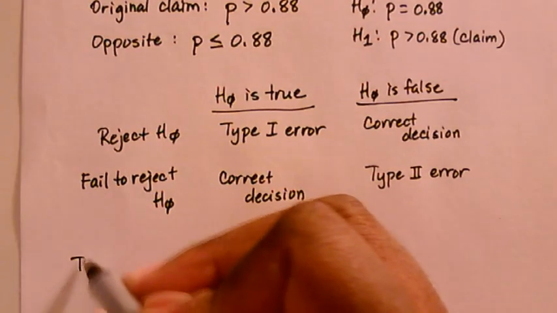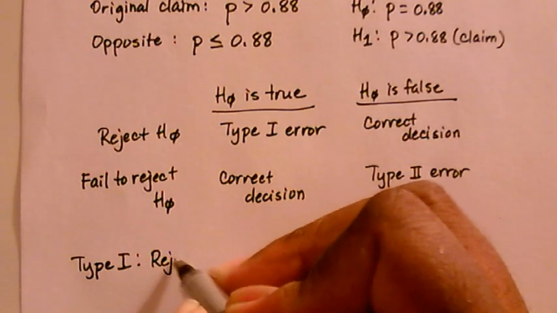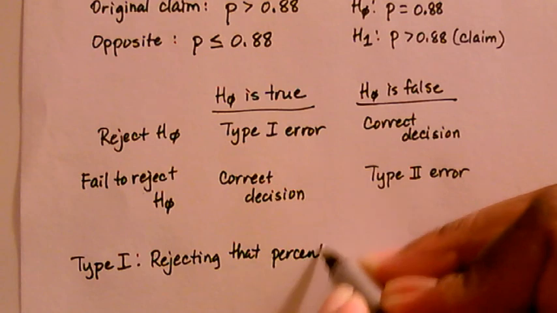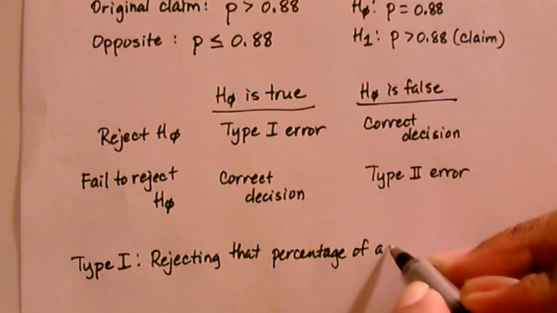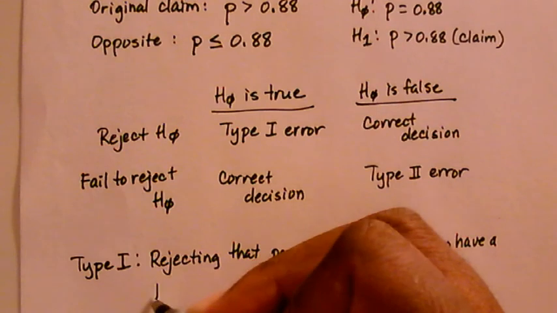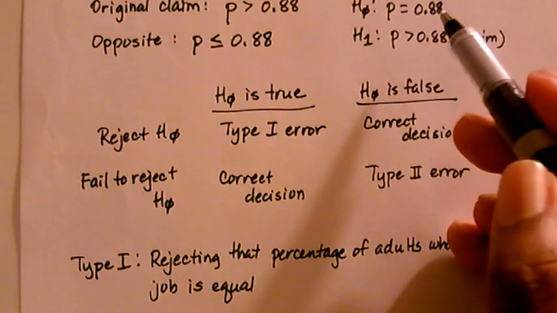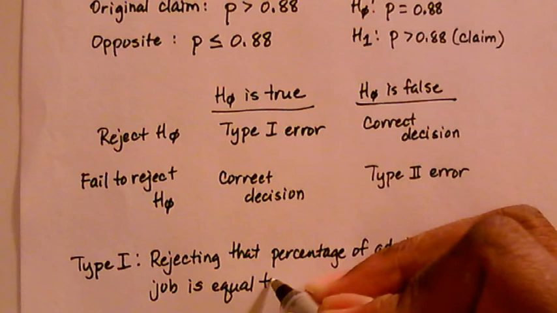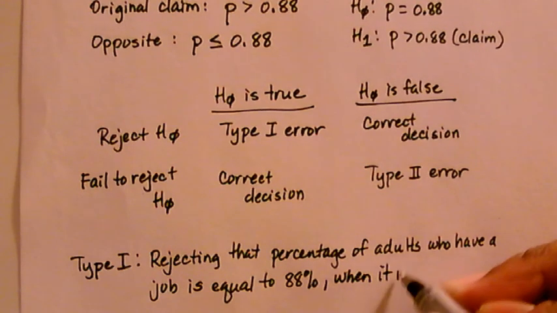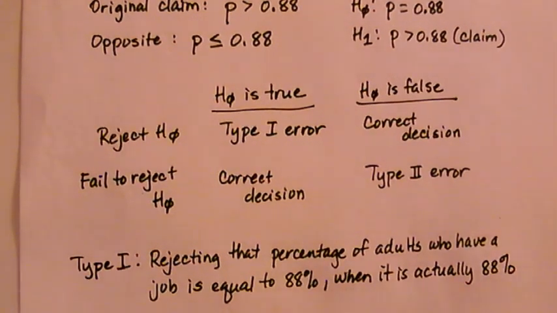So from this, my type 1 error is this. You're rejecting that the percentage of adults who have a job is equal to 88%, because the null hypothesis says P is equal to 0.88, so it'll be 88%, when it is actually 88%. That's the type 1 error.